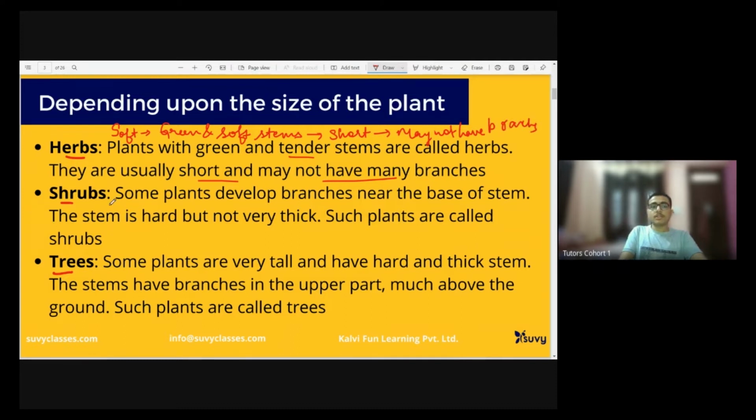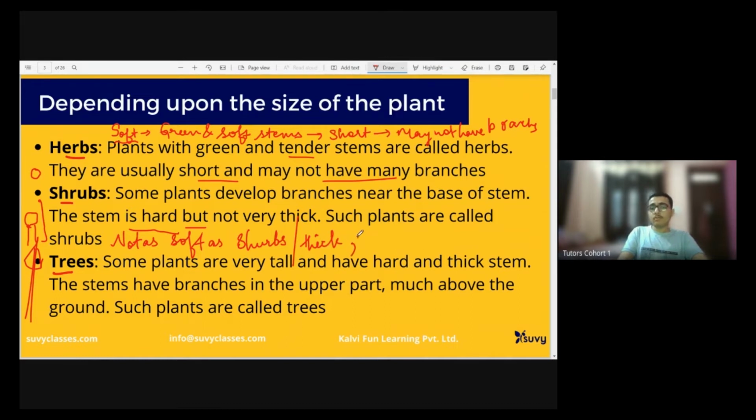Then talking about shrubs. Shrubs are plants of mediocre size. Herbs are too small, shrubs are quite big, and trees are very tall. If I talk about the coconut tree, it's too tall. So in shrubs, some plants develop branches near the base of the stem. This stem is very hard but not very thick. So here comes the difference. These are not as soft as herbs. Their stems are thick.